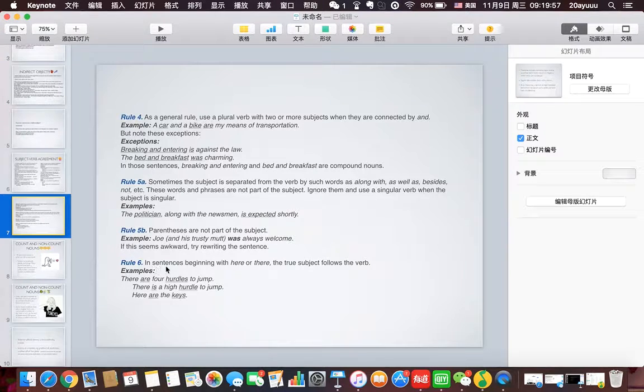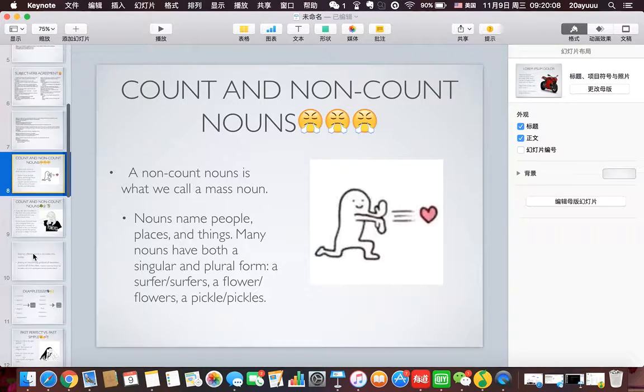Rule number 6. In sentences that begin with here or there, the true subject follows the verb. Examples: There are 4 hurdles to jump. There is a high hurdle to jump. There are the keys. This is another literary device.